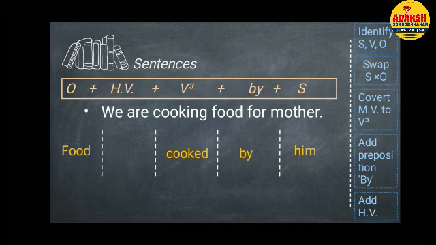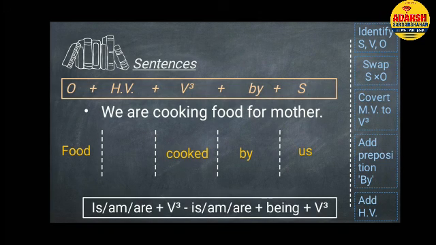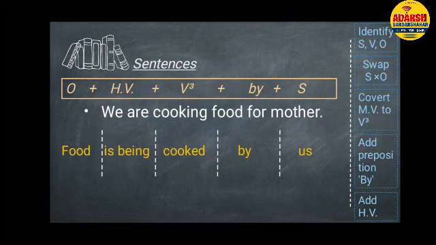Before I put the helping verb, let us revise helping verbs. Here you can see that is/am/are plus verb's fourth form in present continuous in active form, while in passive it is is/am/are plus being plus verb's third form. By mistake it is written here verb's third form. In active side it is verb's fourth form. So here as you can see, food is counted as singular, so we're going to use here is. So we put here is being.